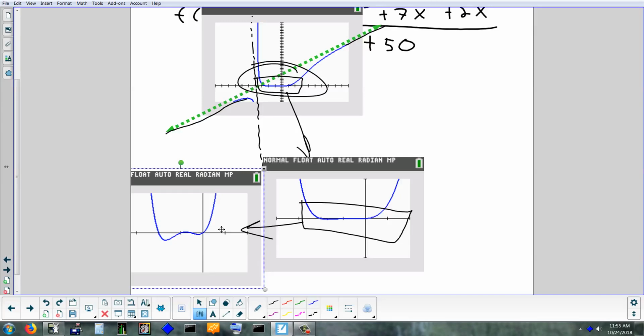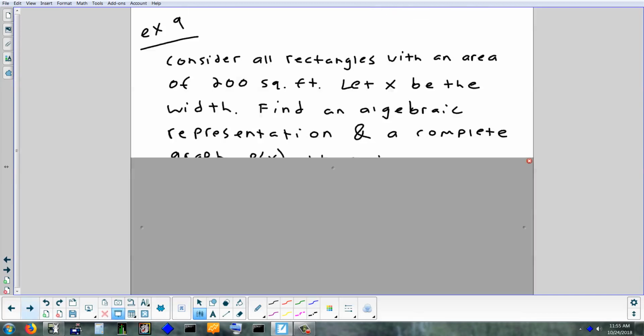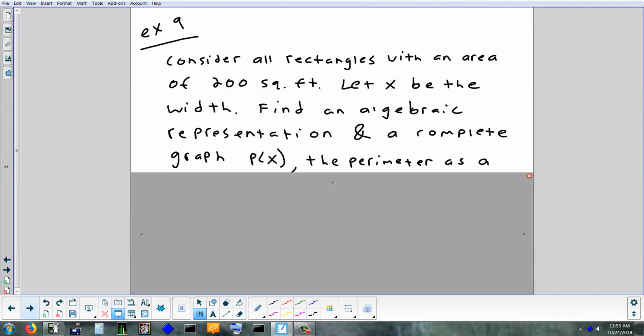Okay. Any questions on that one? All right, so just make sure you zoom in and check stuff out if you need to. All right, so last question.